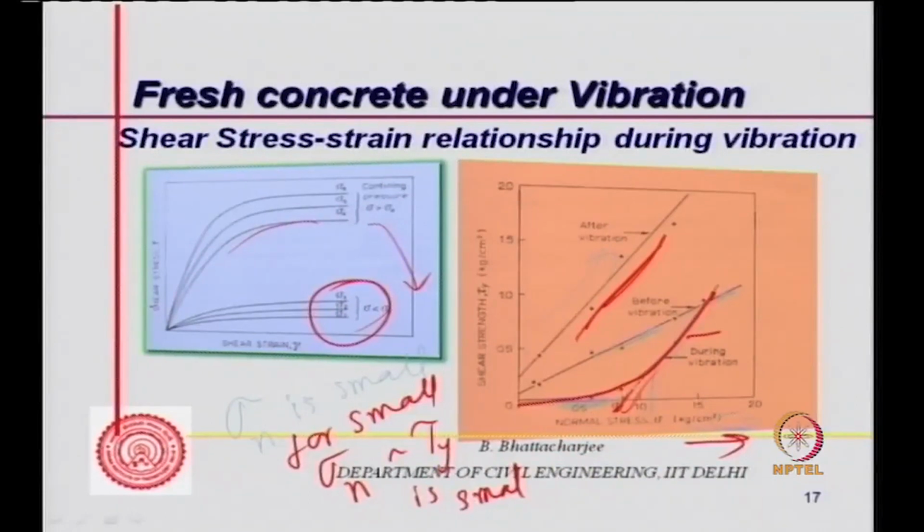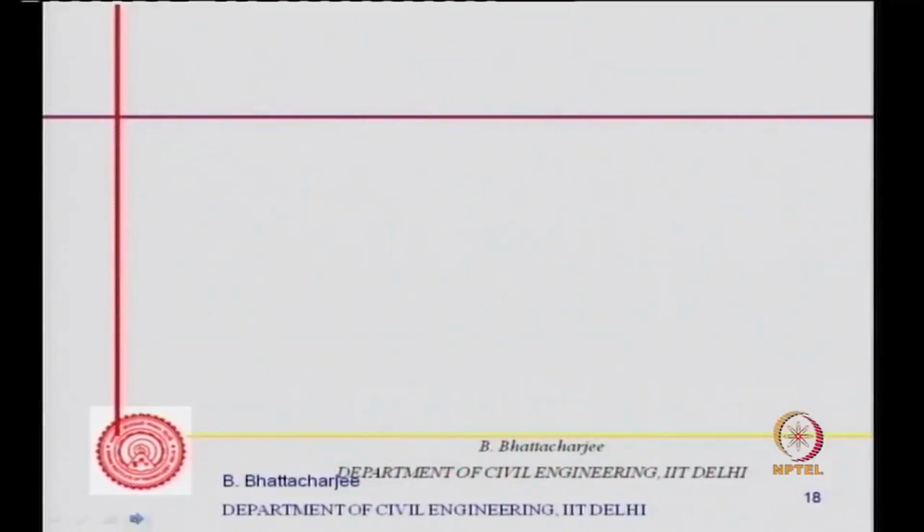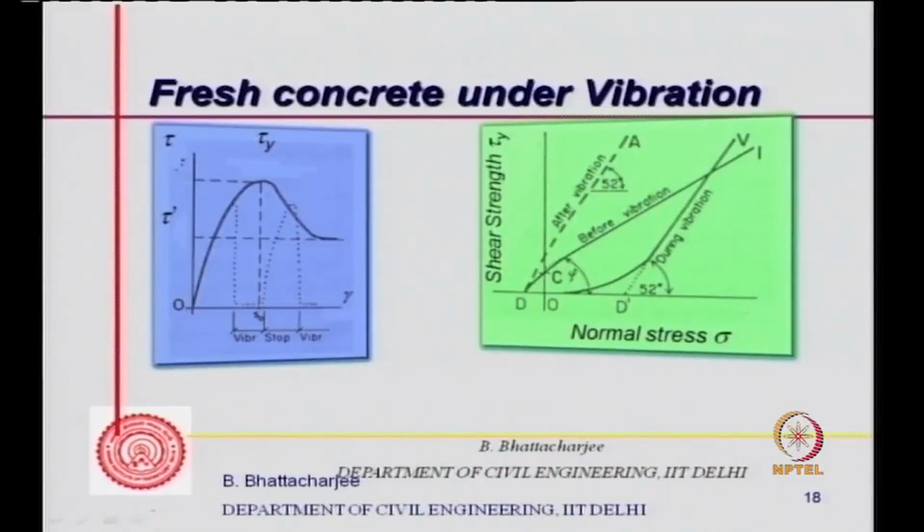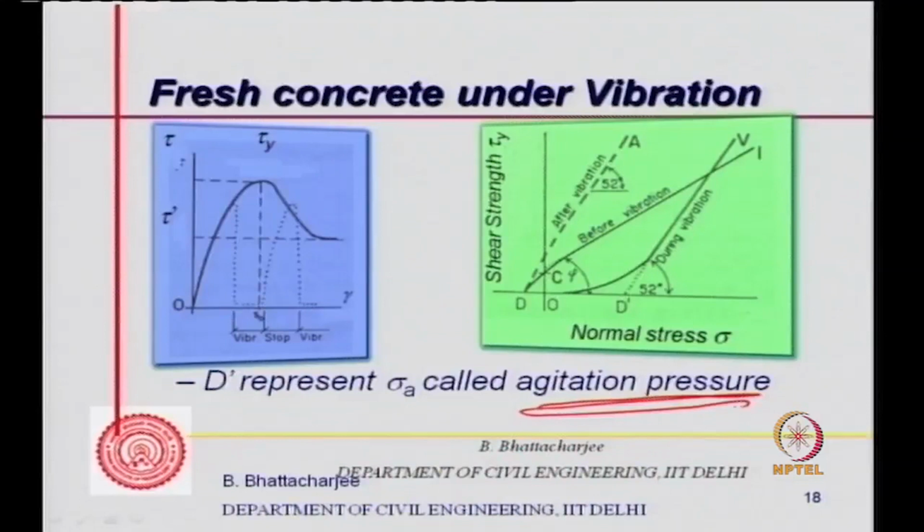Now this sigma value corresponds to the equivalent force of vibration. We define this as the agitation pressure. So if the normal stress is less than the agitation pressure, which is actually the intercept, if I extend this line, this is during vibration, this is the normal stress that corresponds to the agitation pressure. So during vibration, it is like this.